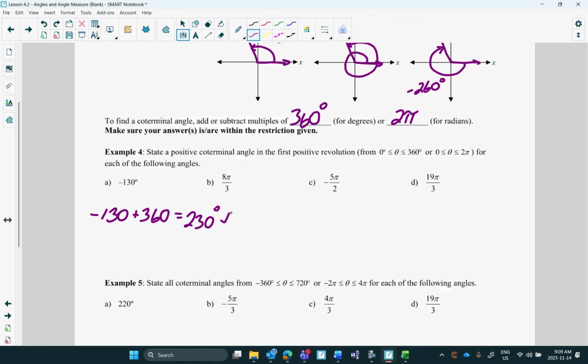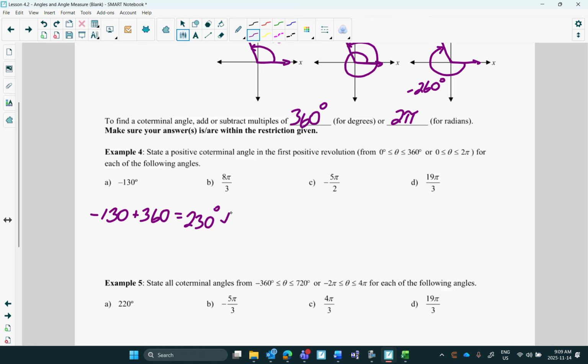8 pi over 3. Okay, this is where you've got to be able to deal with fractions. Is this inside this interval? Is it bigger, or is it smaller? Obviously, it's not smaller because it's not negative. But is it past 2 pi?